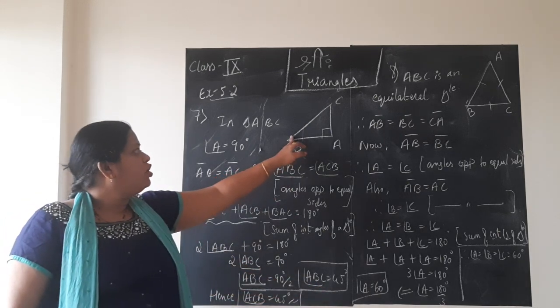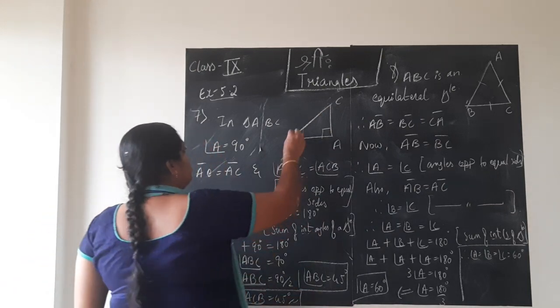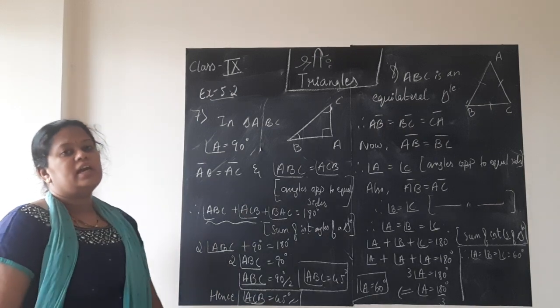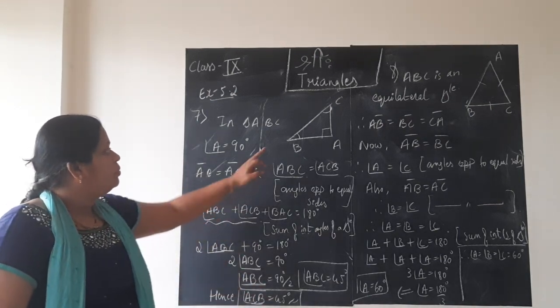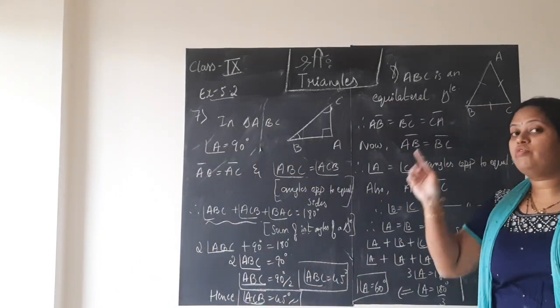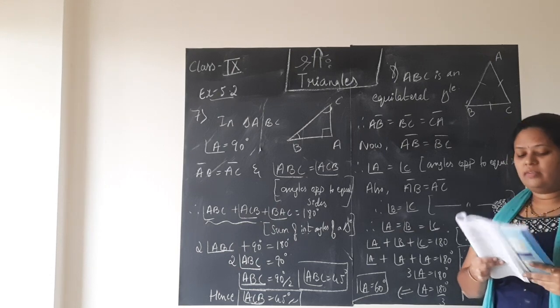Angle ABC is 45 degrees, and we know angle B equals angle C, so angle C is also equal to 45 degrees. Hence we have found angle B and angle C as well. Now 45 plus 45 is 90, 90 plus 90 is 180, which accounts to the sum of all the angles of a triangle, which is 180 degrees. That's all about the 7th one.